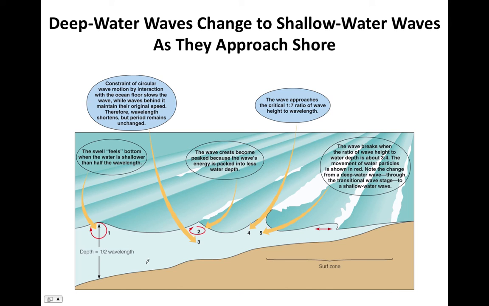Because the water molecules move in a circular motion, they are slowed down when they move along the sea floor because of friction. And as a result, these water molecules slow down the water molecules above them, and so forth. So as a whole, the wave begins to slow down. It travels at a slower speed as it enters shallower water. Also, the wavelength begins to decrease, so the distance between crests begins to decrease. But since the wavelength is decreasing, the wave height actually increases as it enters shallower water.